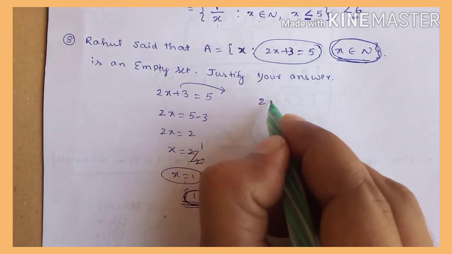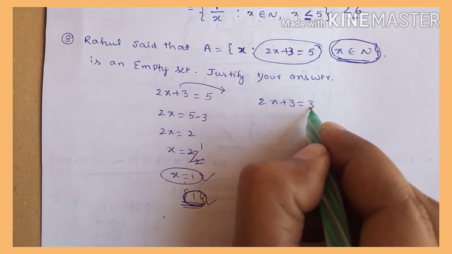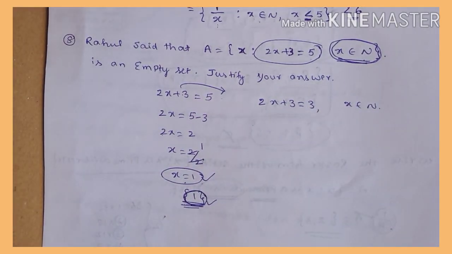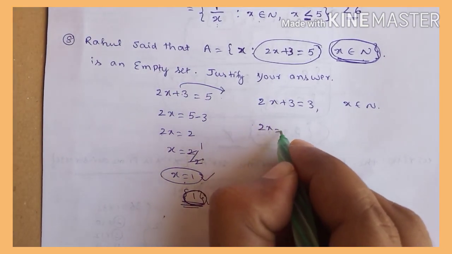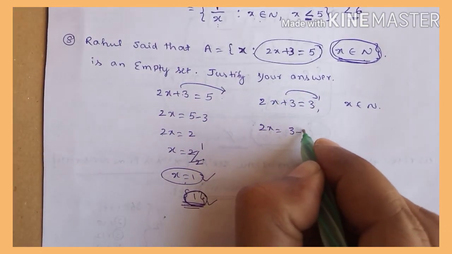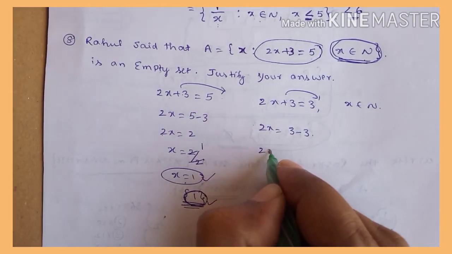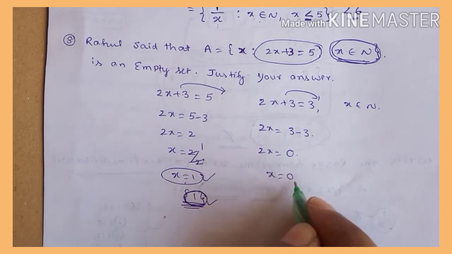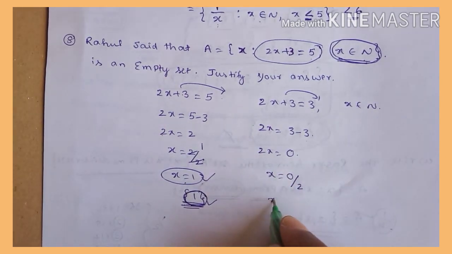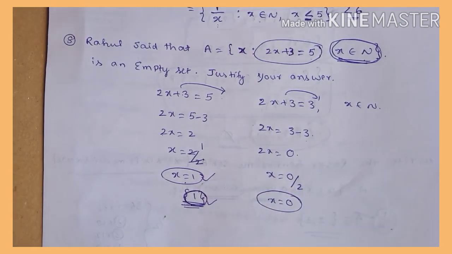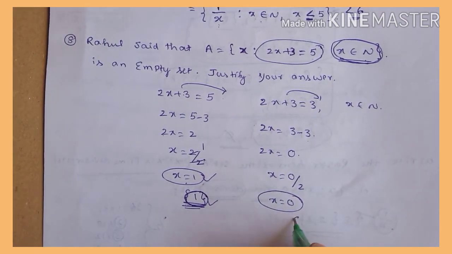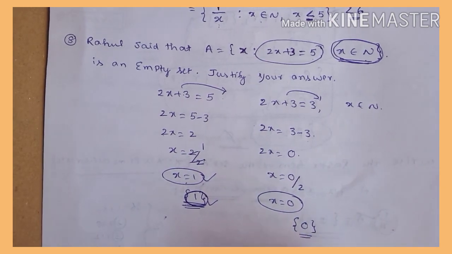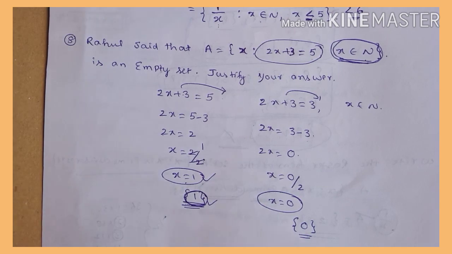Suppose we are given the same problem, 2x plus 3 is equal to 3, where x belongs to N. If this is the question, now 2x is equal to 3 minus 3, transposing 3, so 2x is equal to 0. Then the value of x is 0 by 2, so the value of x is equal to 0. If you feel that the set contains one element 0, it is not an empty set.